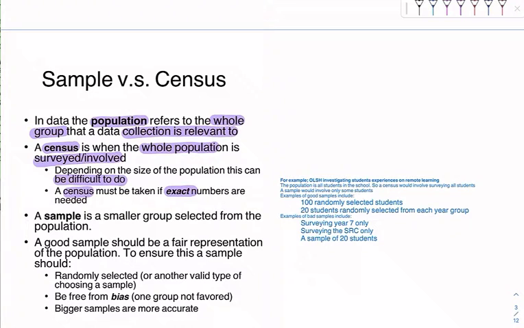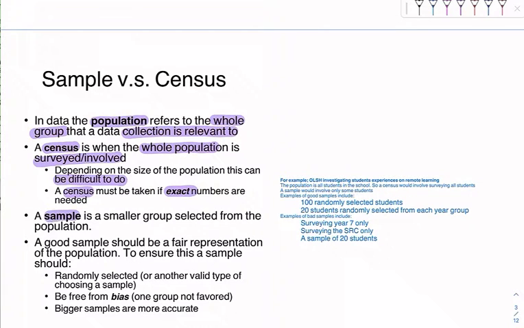So if you need exact numbers, like the Census of Australia, when they're trying to work out exactly how many people in Australia, how many people do we have living in this area and how many do we have living in that area? We need exact numbers, so a census would need to be taken.